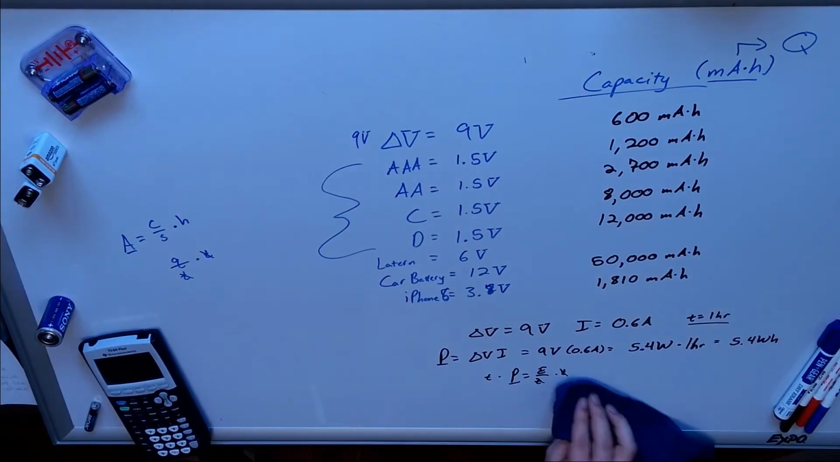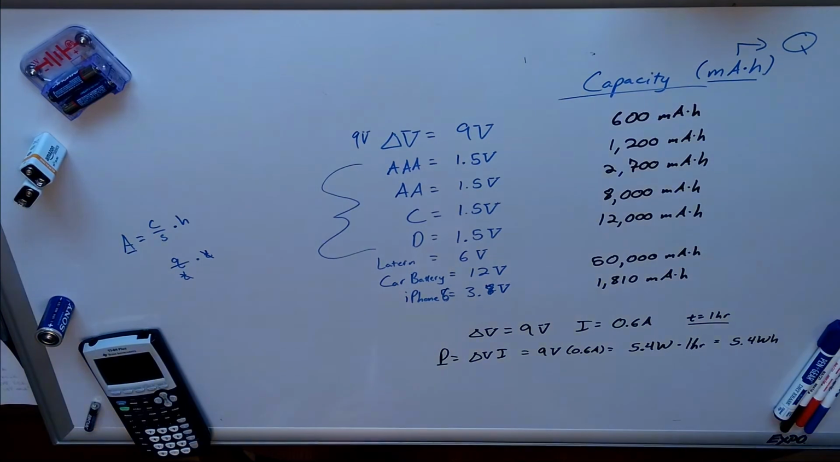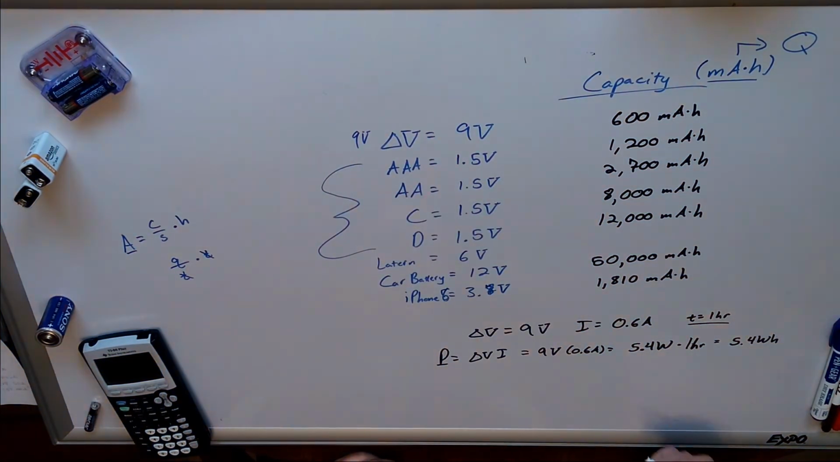So for the 9 volt battery, the standard one that I have the stats on, we estimate about 5.4 watt hours. Now we could go through some conversions and we could turn that into joules, but for right now I'm just going to leave it like this, and you can convert it into joules as a challenge for yourself. Let's take a look at the AAA.